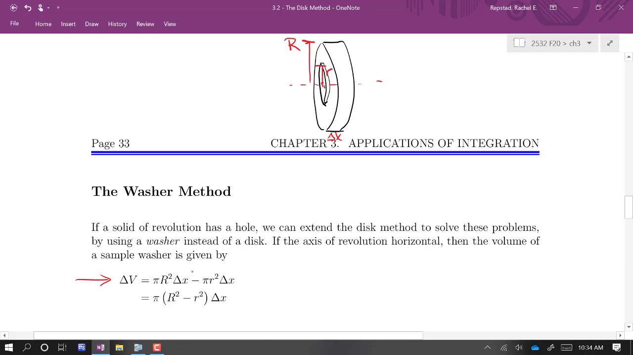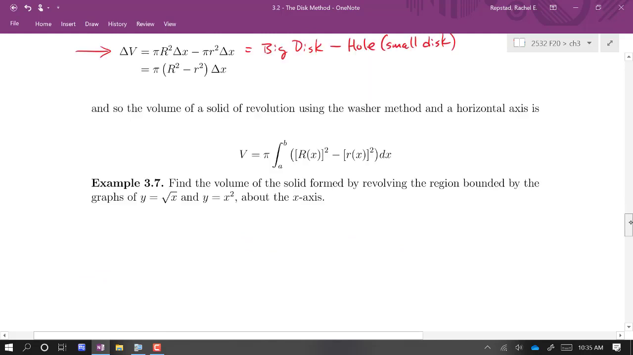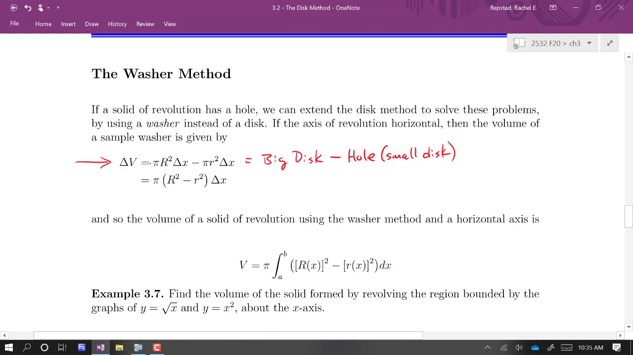That's basically what that expression is. This is the big disk minus the hole, which is really a small disk. And both of these terms have common factors of pi and delta x, so if you factor that out, it just looks like this. And so that gives us this integral formula for the volume using the washer method.